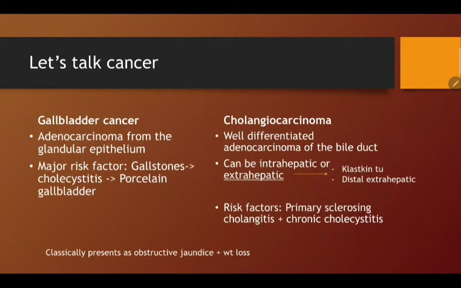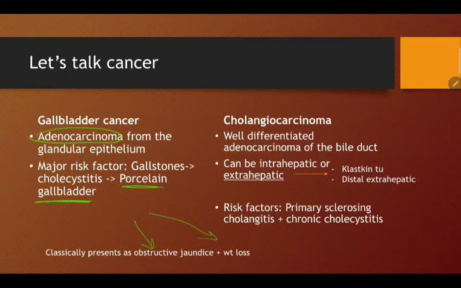Moving on. Let's talk about cancer. There are two specific forms of cancer that we want to talk about here. There's gallbladder cancer and there's cholangiocarcinoma. Gallbladder cancer is an adenocarcinoma of the glandular epithelium, just like pancreatic cancer. Major risk factors: gallstones, cholecystitis, porcelain gallbladder. All right. This presents as, again, obstructive cancer and weight loss of malignancy. Remember, usually with malignancy, you will see weight loss.